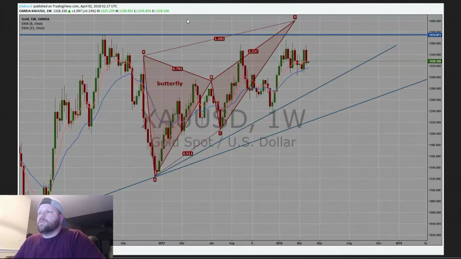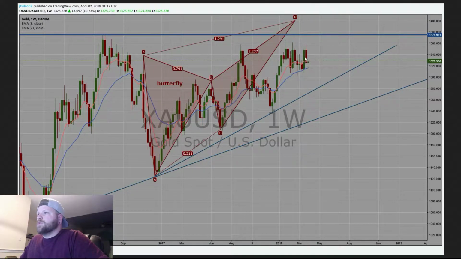Pair number 3 is going to be gold. On the weekly time frame, last week's candlestick was bearish but not engulfing. It is sitting right on the 8 EMA, and we can see that I have the horizontal line drawn that's been drawn for a number of weeks. This is a lot like EU, where it looks like it's been consolidating for quite some time.